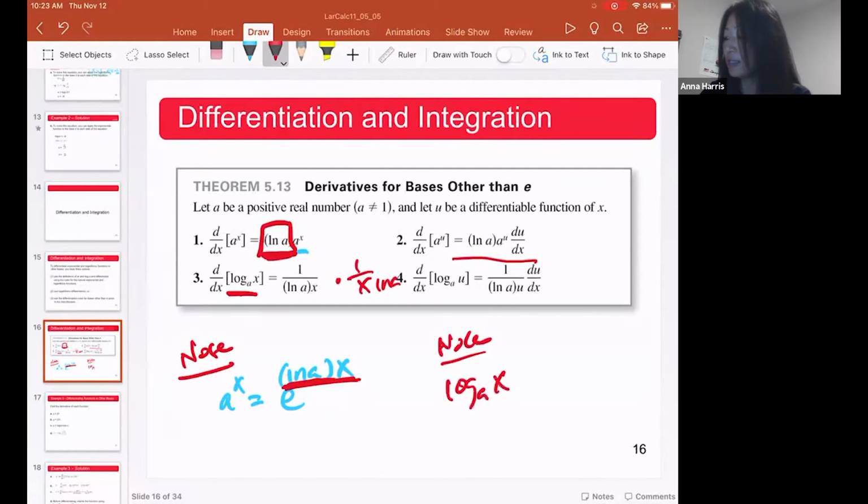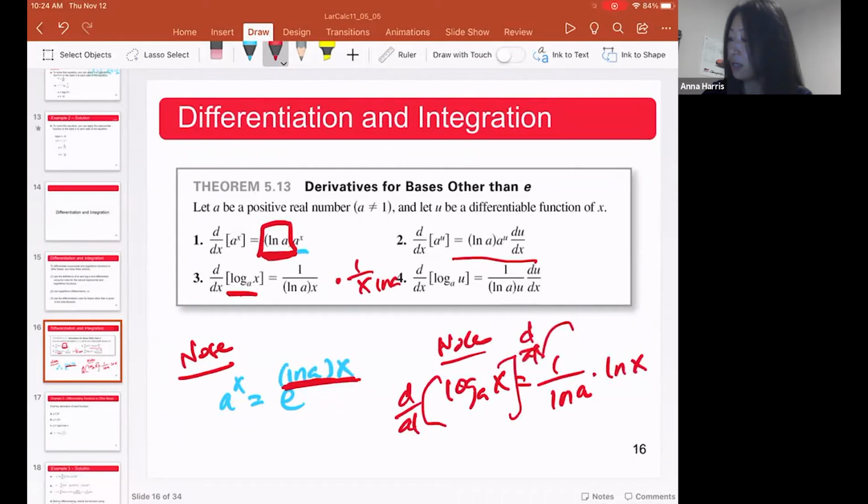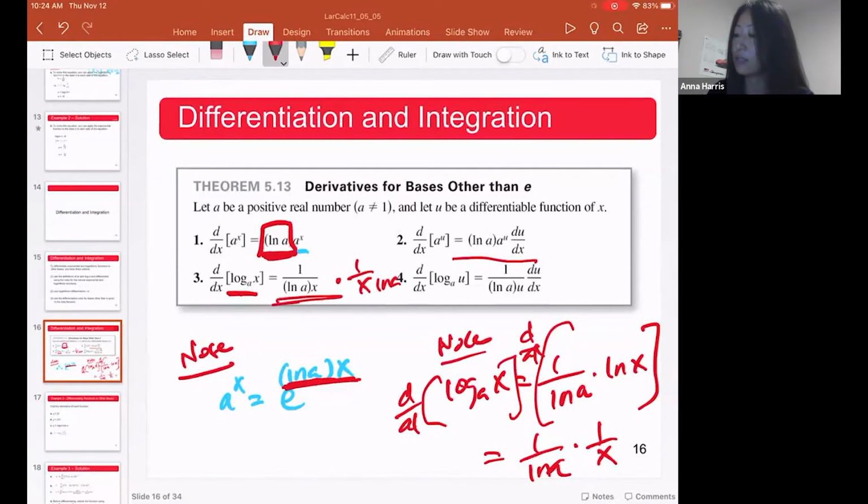Log base a of x is the same as what? 1 over natural log of a times what? Natural log of x. So when you take a derivative of that, you get a what? 1 over natural log of a, that's just your coefficient, and then 1 over x. That's how you get this.